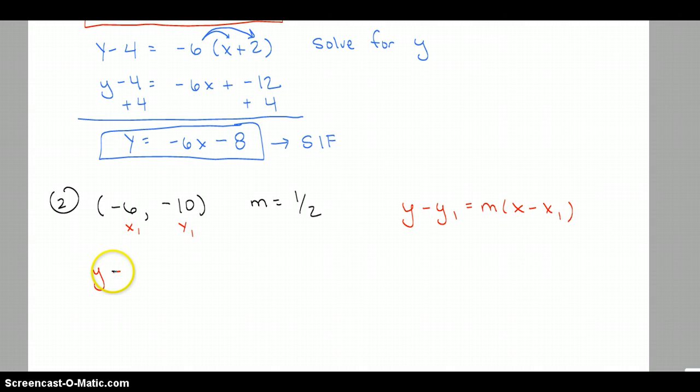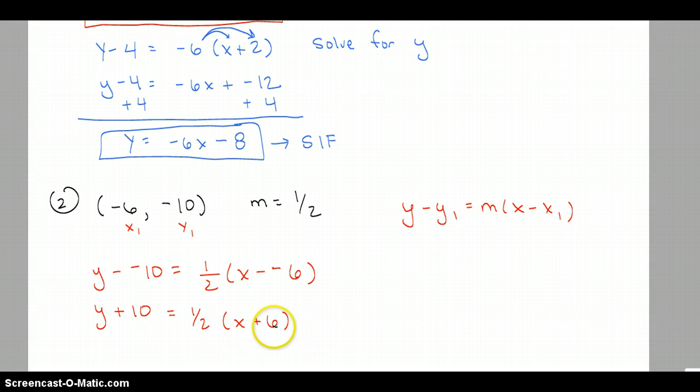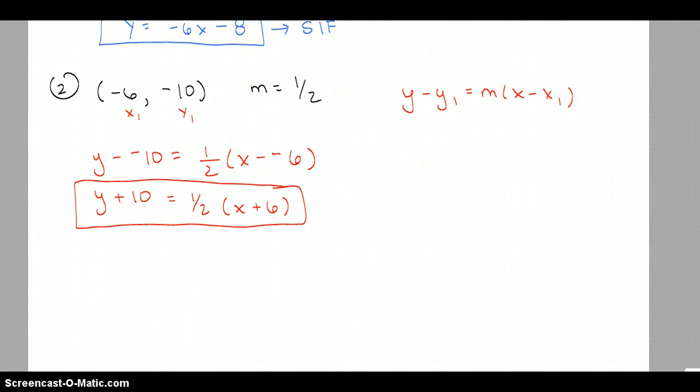So y minus y1, -10. Don't forget it's minus negative. Don't forget the extra negative sign. Equals m, 1/2, times x minus -6. From here, you can leave it like that, but I'd get rid of the minus negative stuff, add the opposite, and you'll end up with y plus 10 equals 1/2 times x plus 6. And that is now in point-slope form.